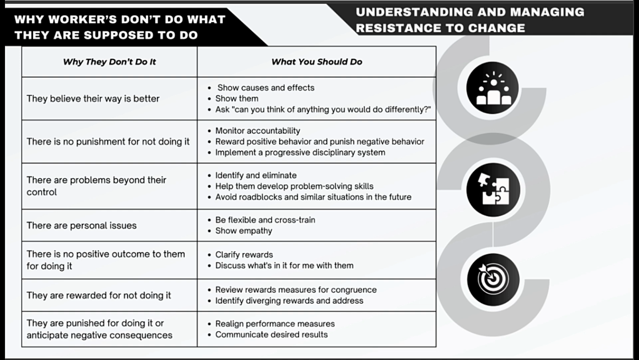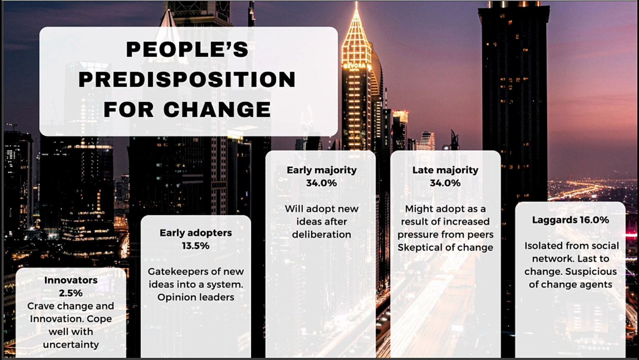It helps mitigate resistance by creating a culture that values and rewards performance aligned with organizational goals. This presentation shows the different attitudes people have towards change and innovation, as categorized by their placement on the diffusion of innovation curve.